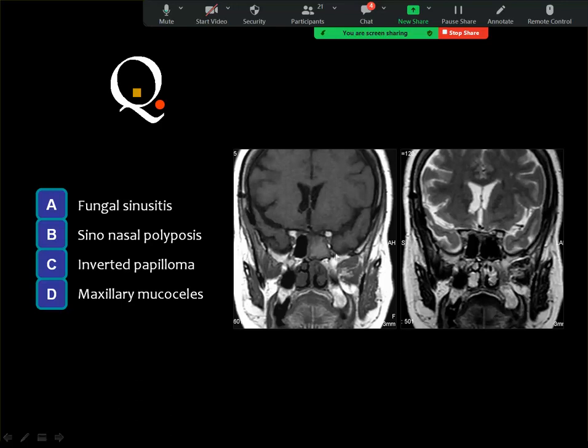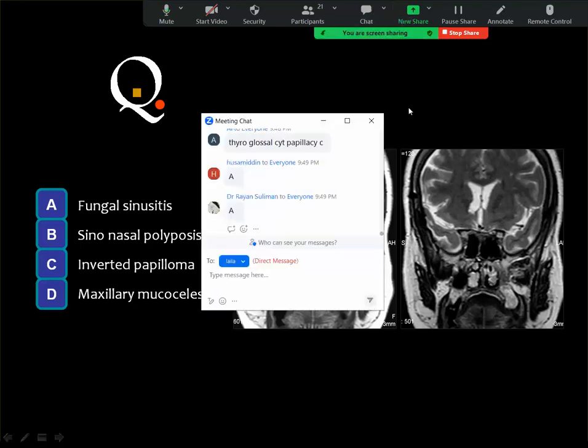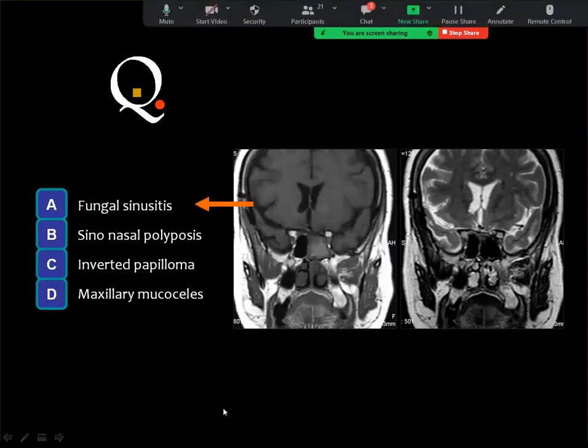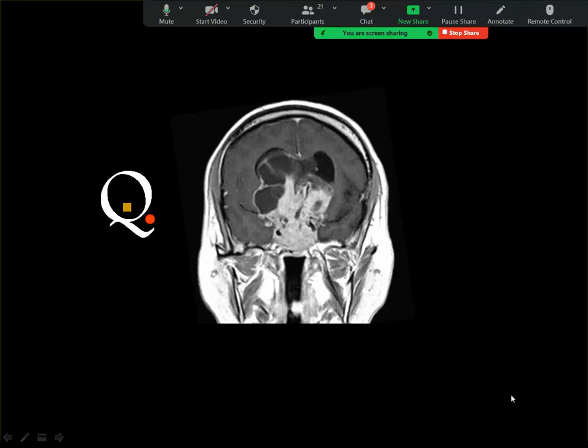What do you think about the sphenoid sinus? Fungal sinusitis, sinonasal papillomatosis, inverted papilloma, and the mucocele. Yes, the answer is A, and this is fungal sinusitis. You see that the fungus is of relatively increased signal in the T1 and very dark signal in the T2. And you feel that the sinus is clear in the T2 because the fungus is very black, similar to air. This is the classic appearance for fungal sinusitis.